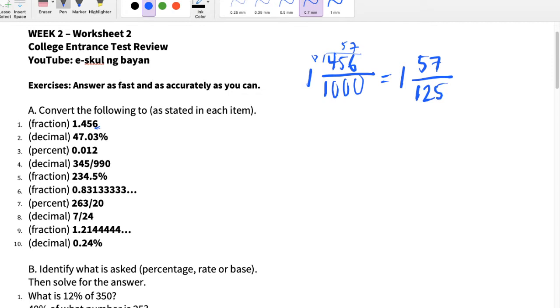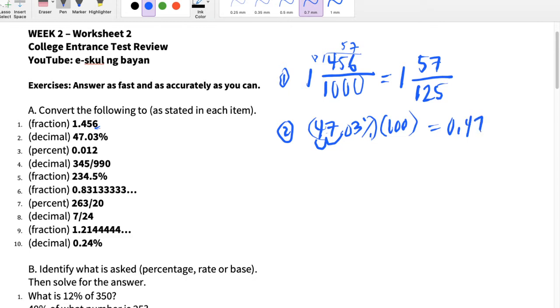How about number 2? Let's convert this to decimal, 47.03%. To convert percent to decimal, multiply it by 100. O kaya naman, move the decimal places 2 units to your left. So you will have 0.4703. Okay, this is our answer for number 2.